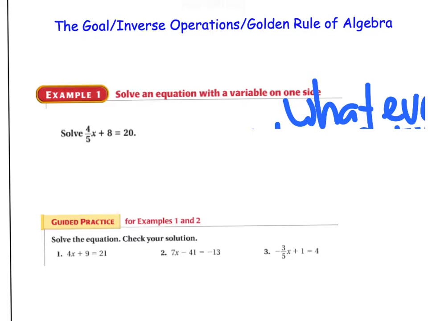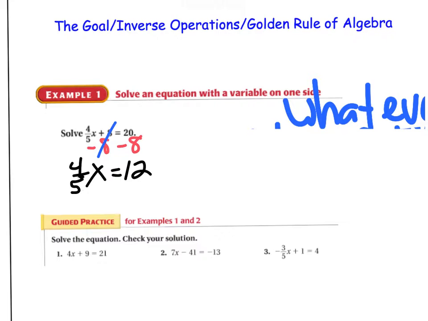It's being added to x, so if I want to undo that addition, I'm going to subtract 8 from both sides to undo it. Why did I do that? Because 8 minus 8 is 0, so these are gone. I am left with 12 on the right side of my equation and 4/5 x on the left side. Sorry, that's messy. Now notice I'm writing all these steps down, and I expect you to write all these steps down for our first chapter. Once I see that you have a good grasp on this, we can start skipping steps.